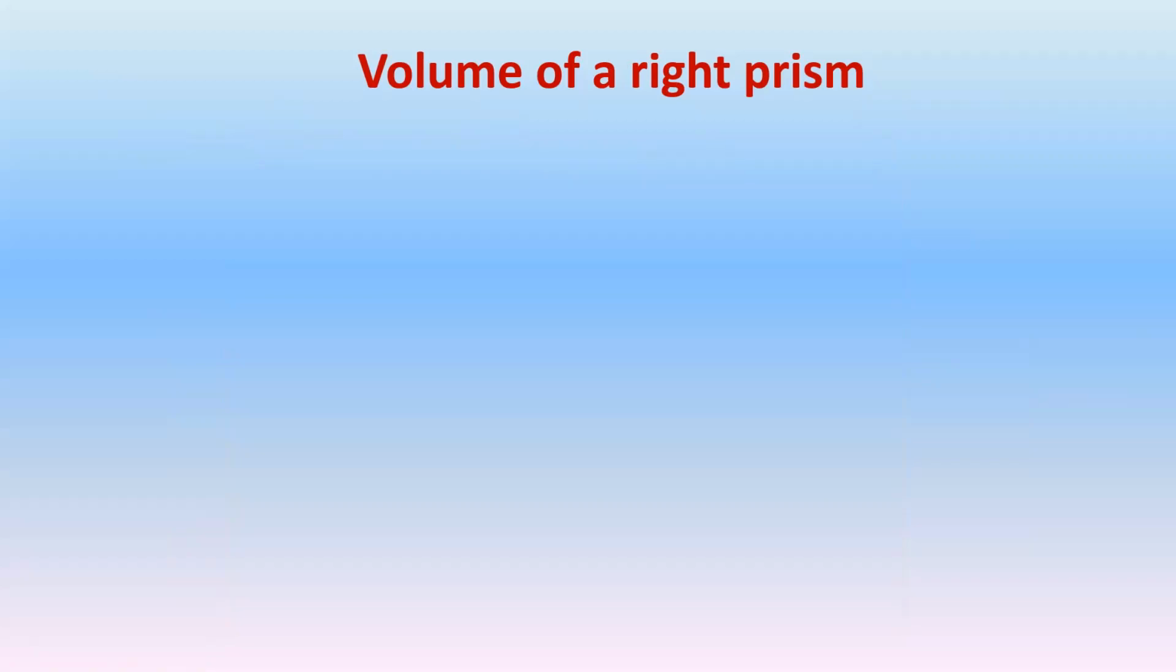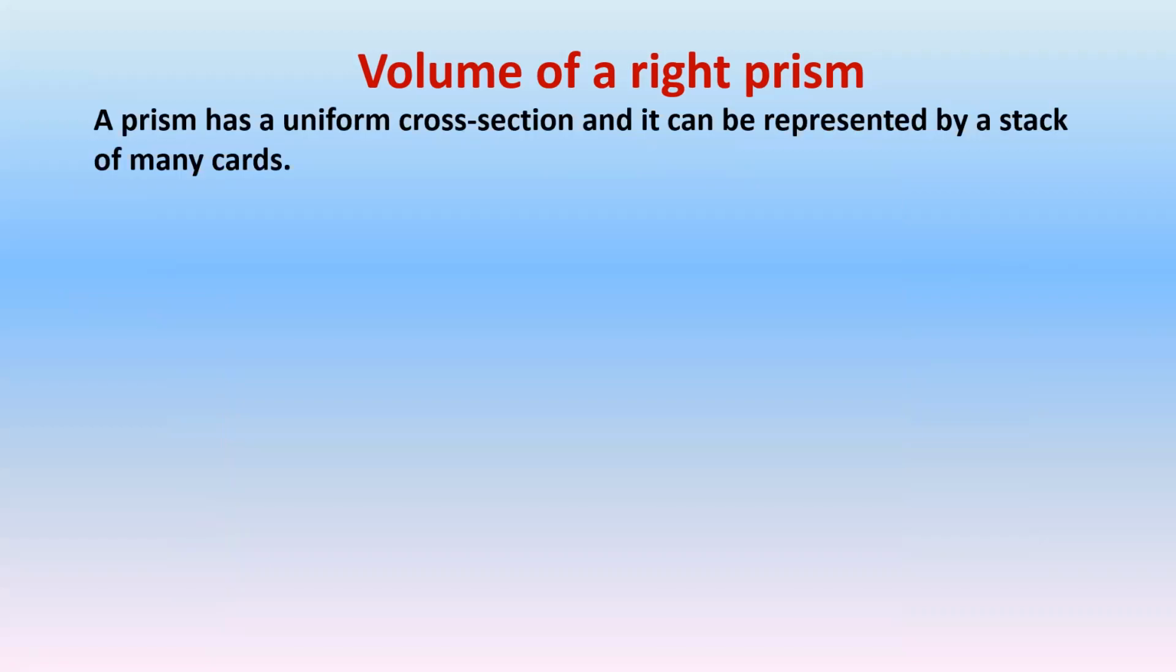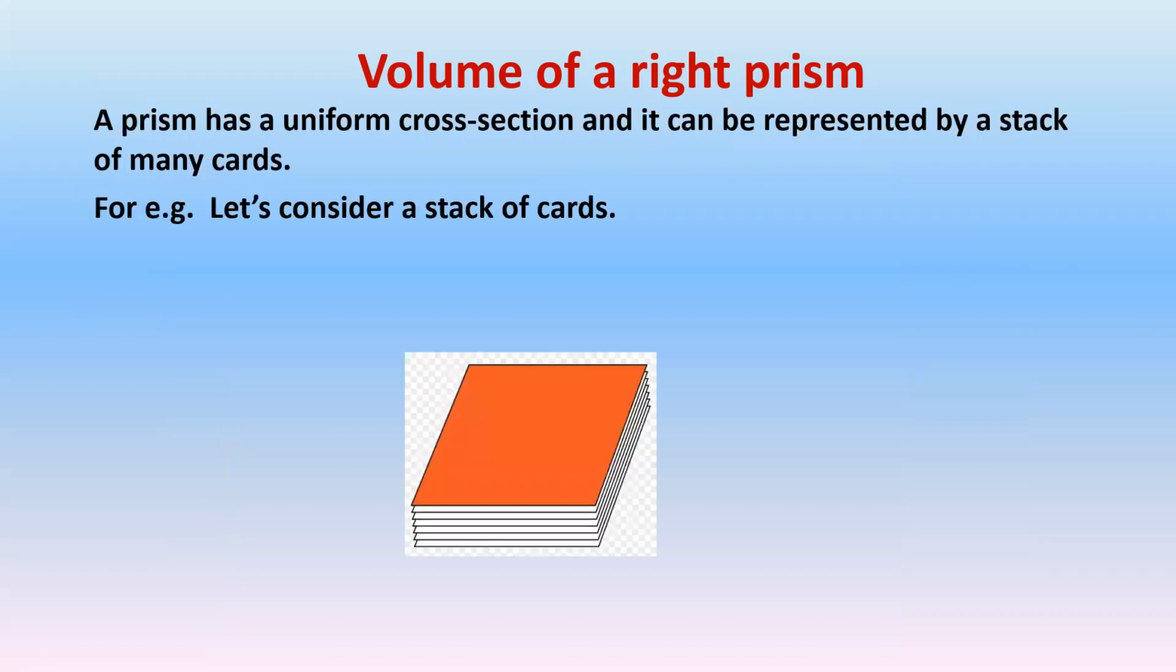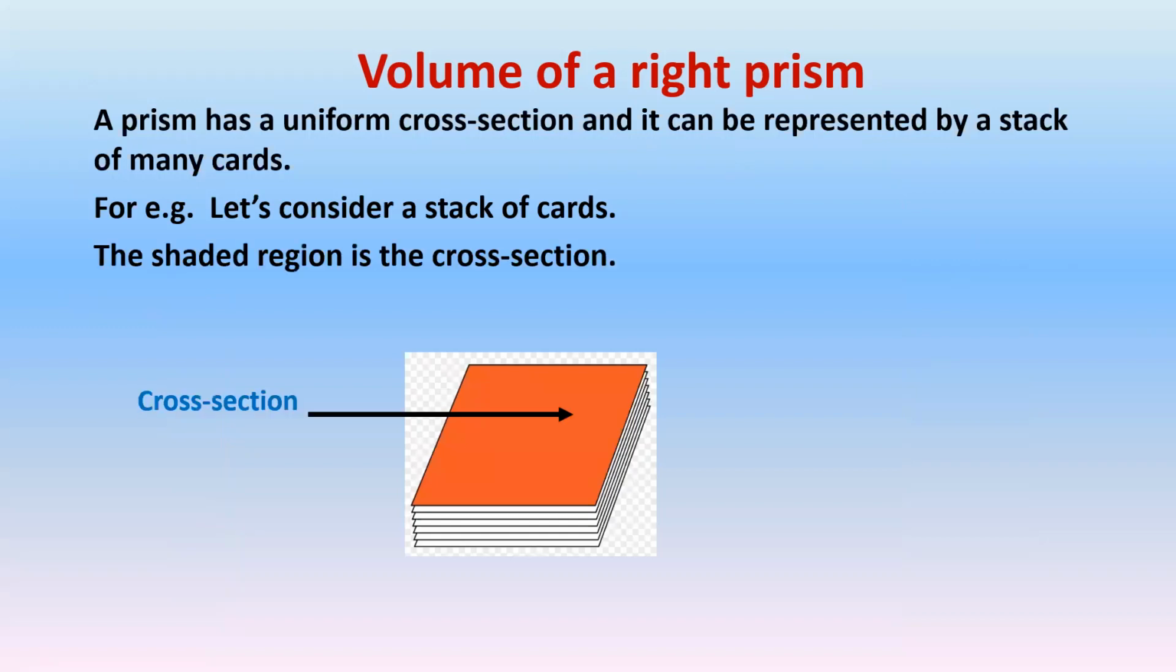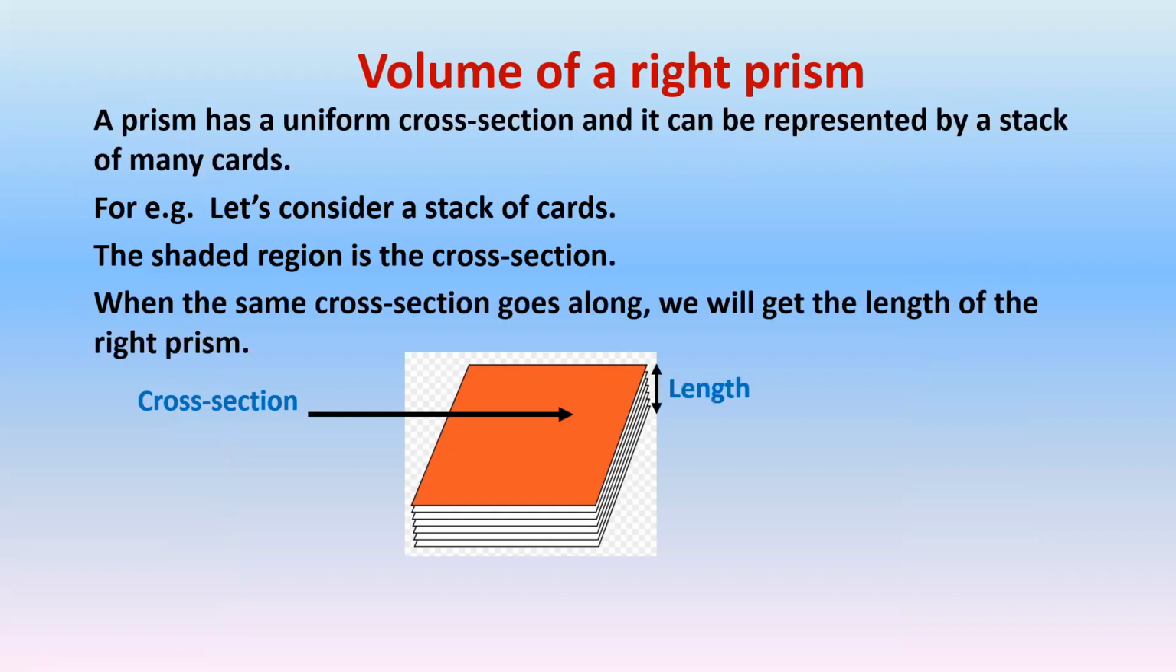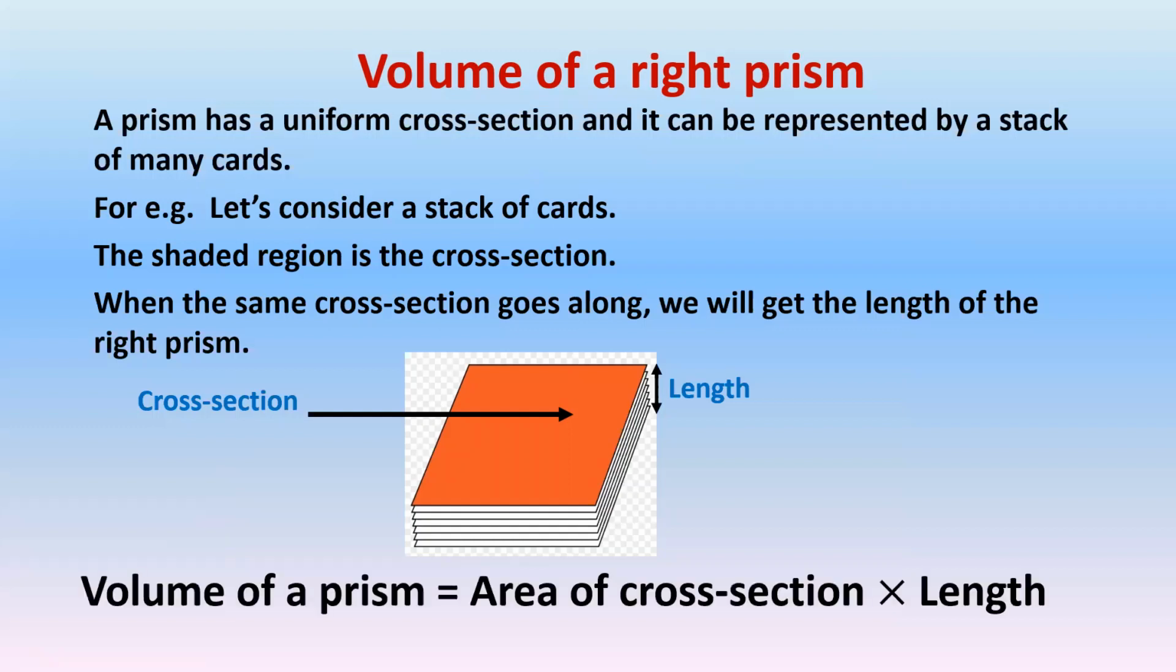Volume of a right prism. First, let's write down the definition of a prism. A prism has a uniform cross-section and it can be represented by a stack of many cards. Let's consider a stack of cards. The shaded region is the cross-section, and when the same cross-section goes along, we will get the length of the prism. So, to calculate the volume that a prism occupies, we shall take the area of cross-section multiplied by length. Therefore, volume of a prism is area of cross-section multiplied by length.